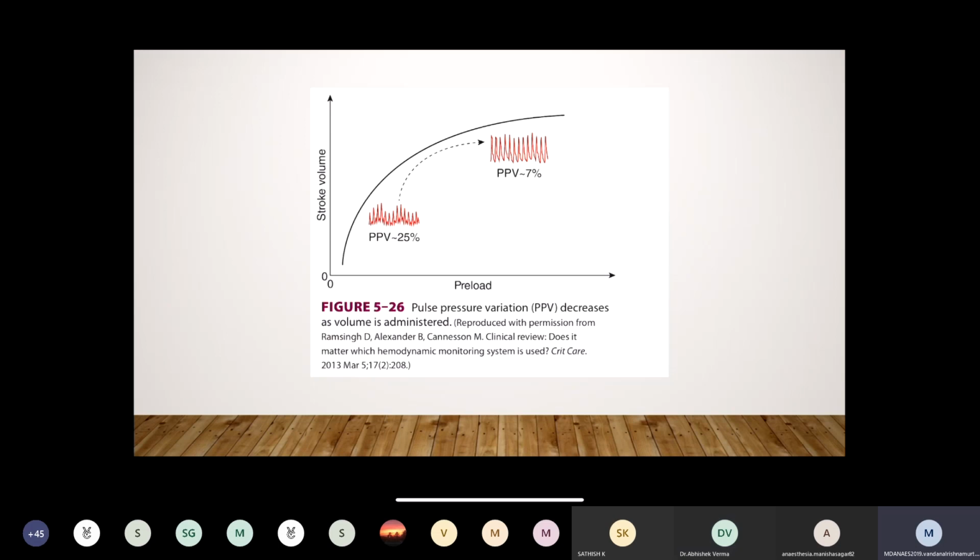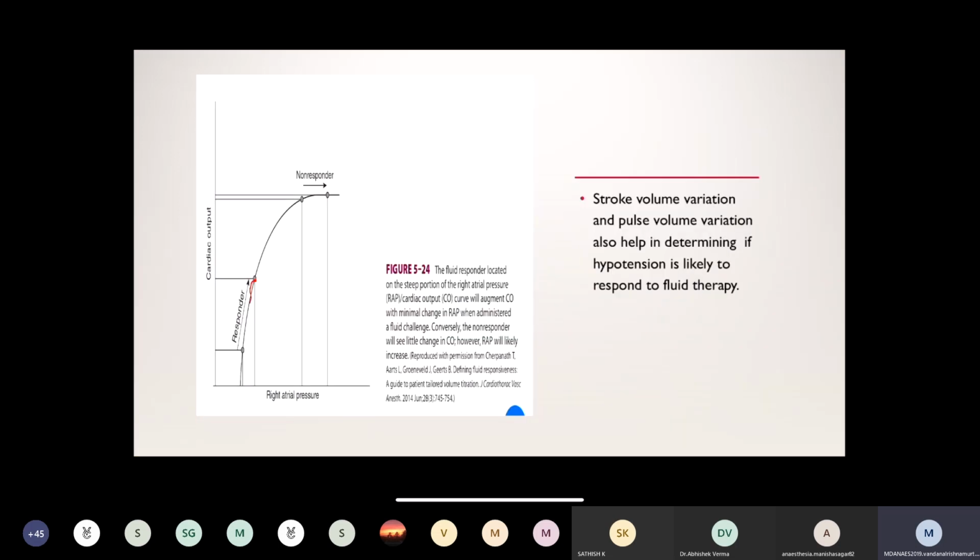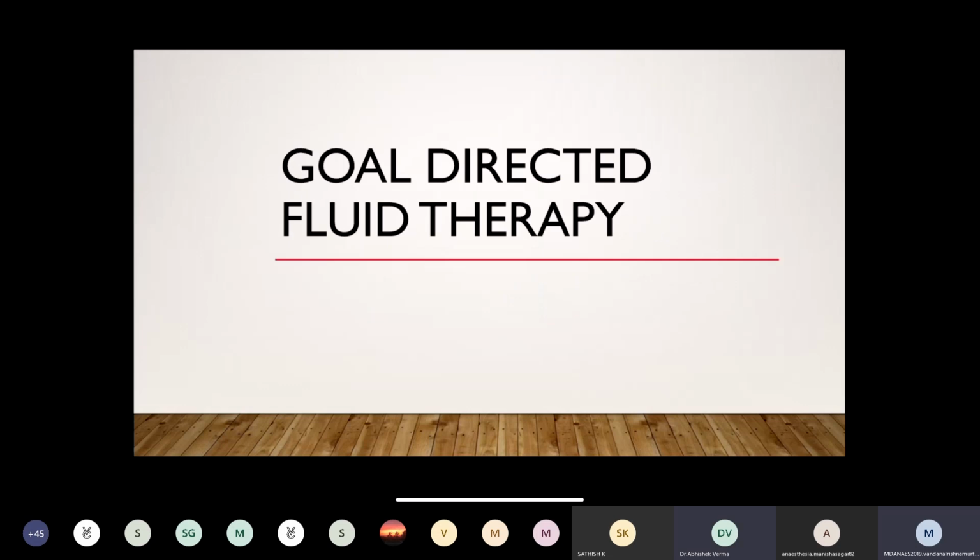Stroke volume variation and pulse pressure variation also determine if hypotension will respond to fluid therapy. A variation of more than 13% or 17% indicates that the patient is a fluid responder. In the same way, the patients who are in this zone respond better to fluid therapy than the patients who are above this. Vanna, can you tell me why stroke volume variation is occurring?